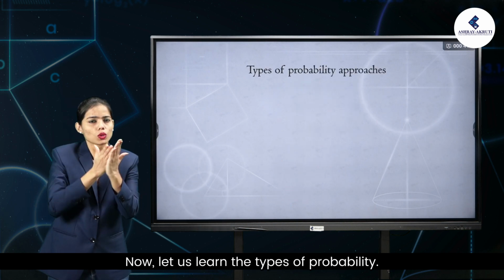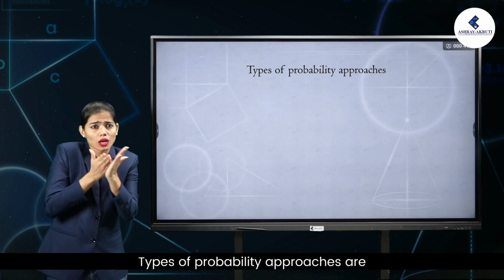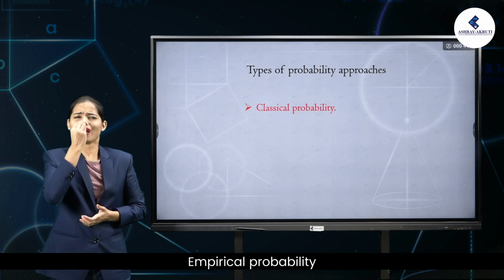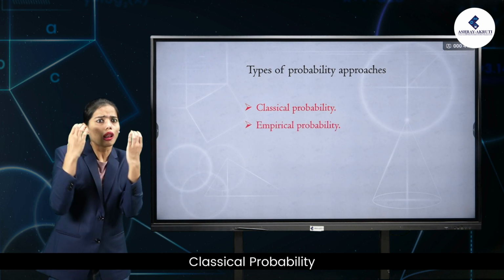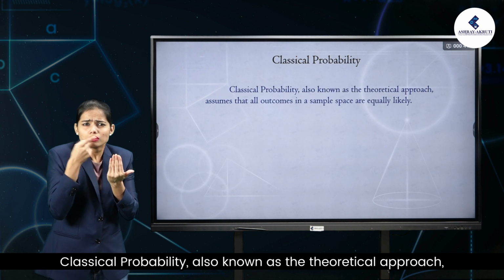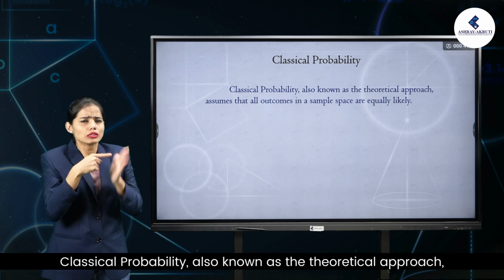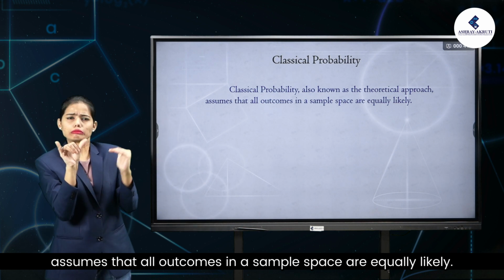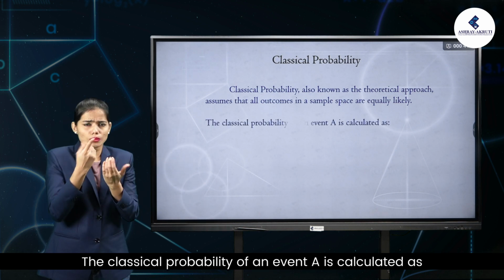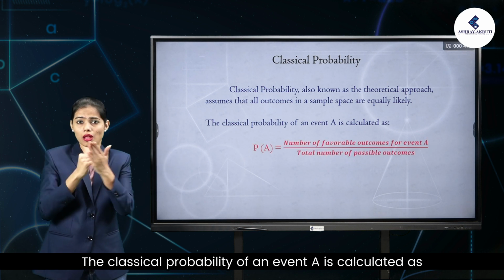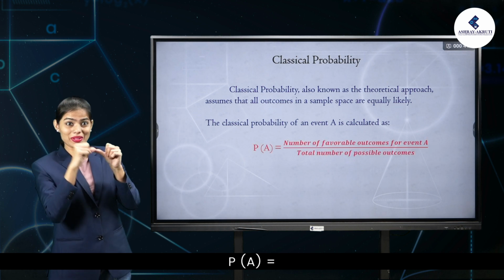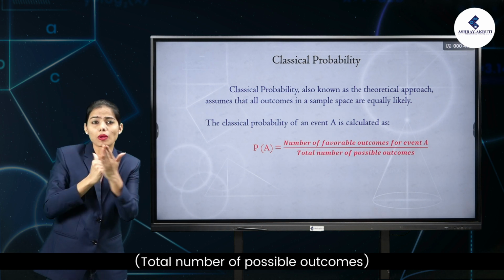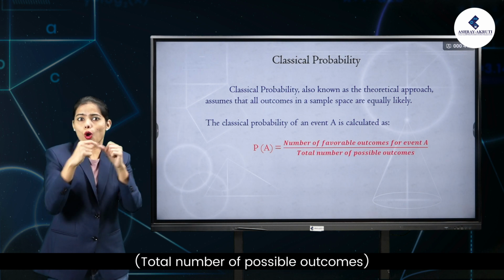Now, let us learn the types of probability. Types of probability approaches are classical probability and empirical probability. Classical probability, also known as the theoretical approach, assumes that all outcomes in a sample space are equally likely. The classical probability of an event A is calculated as P(A) is equal to number of favorable outcomes for event A upon total number of possible outcomes.